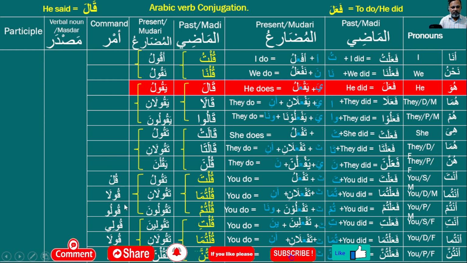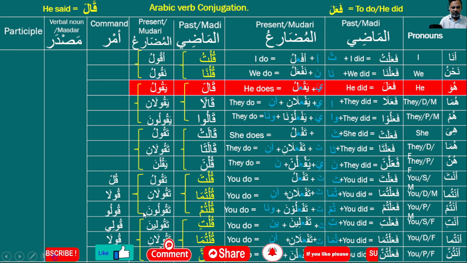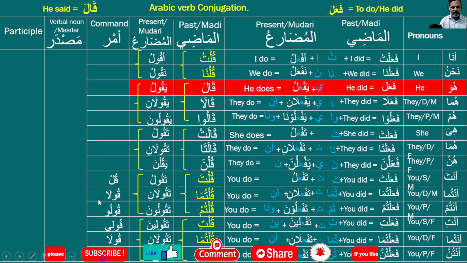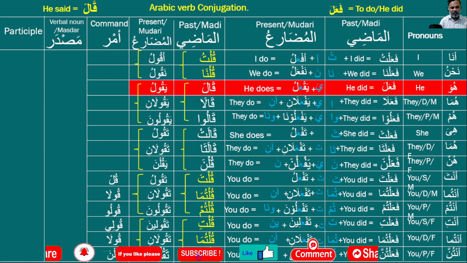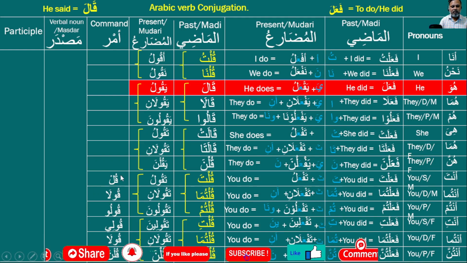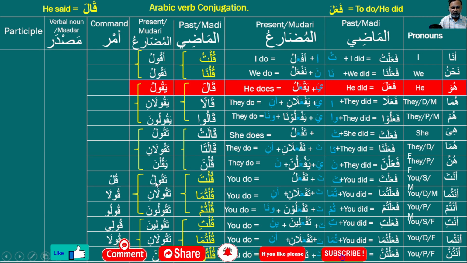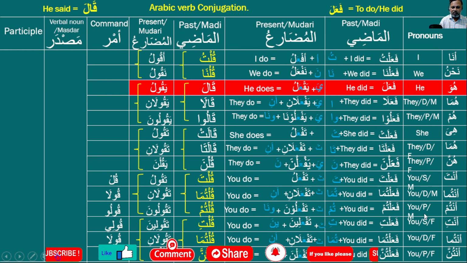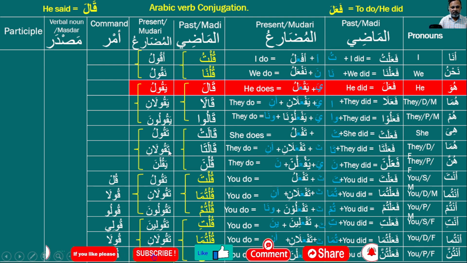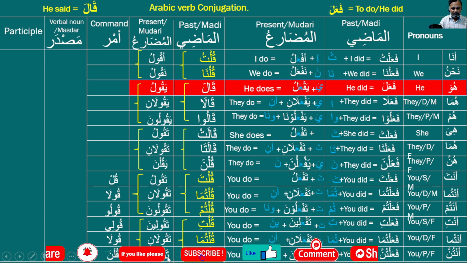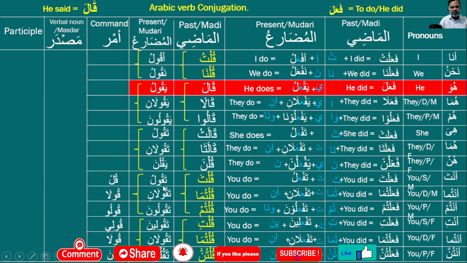You know how to form this command, amr. Amr is formed from the present tense verb of the second person, because the amr verb is only applicable for the second person. The amr verb is used to command second person people to do something, like do it or don't do it. So it is only applicable for you: female and male, singular, dual, plural. These six. To form the amr verb from the present tense, we have to delete all the prefix ta, and we have to delete all the noon, and the remaining part will be the amr for this verb.